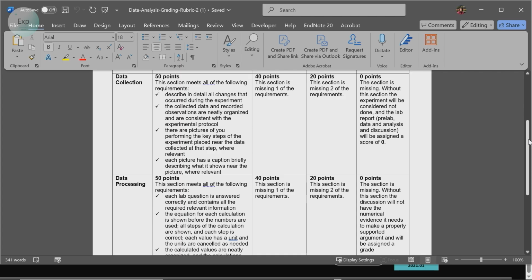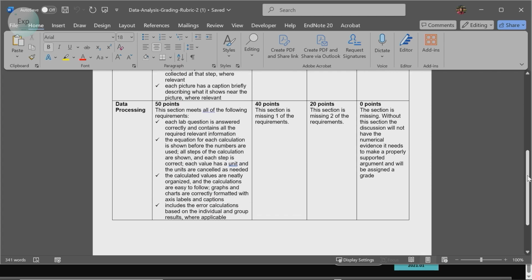shows, ideally under it. In the data processing section, each lab question has to be answered correctly and needs to contain all the required relevant information. No short sentences without appropriate context. Next, the equation for each calculation has to be shown before the numbers are used. All steps of the calculation have to be shown, and each step has to be correct, with each value having a unit, and the units need to be cancelled as needed.